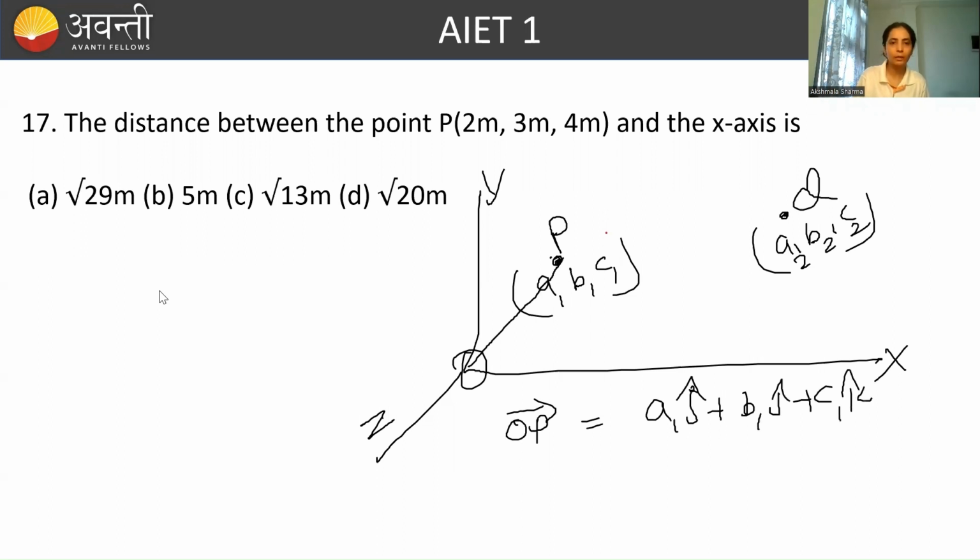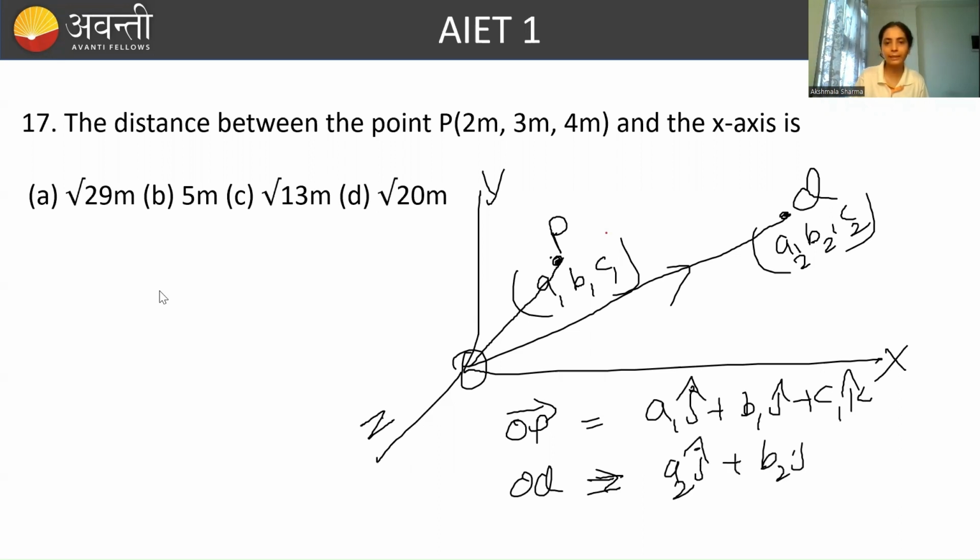Similarly, you can write vector OQ. Vector OQ will be equal to how much? A2 i cap plus B2 j cap plus C2 k cap. Now, if you have to calculate the distance between P and Q, the distance between P and Q is going to be nothing but OQ minus OP. Okay? That is, Q minus P. Done. So simply I explained it so that you just have a recall of whatever you have studied, right?